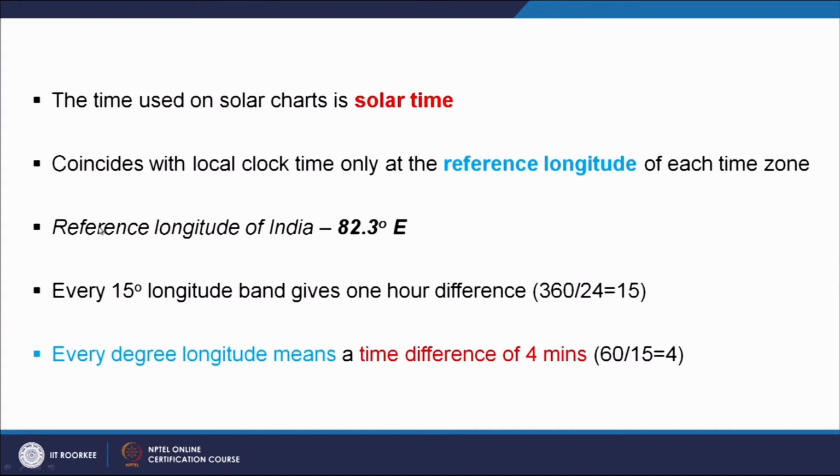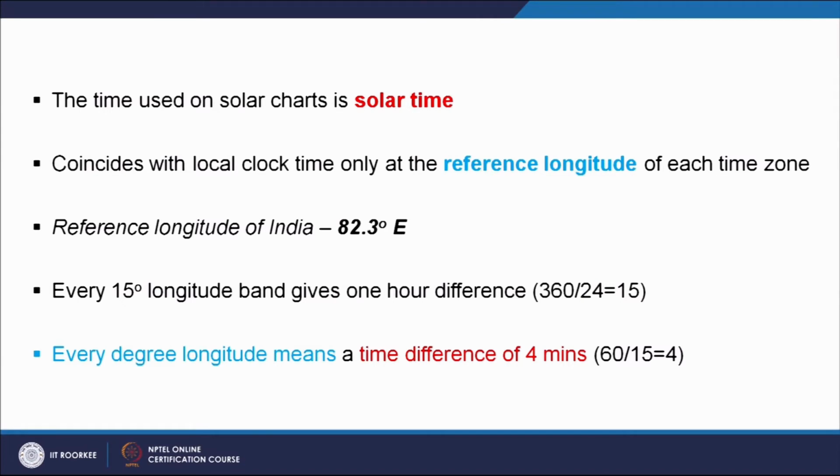Say if you take the case of India, we do not have different time zones. There is one time zone across the country, though we have a vast extent from west to east. We have only a single time zone. The reference longitude for India is 82.3 degrees east longitude.